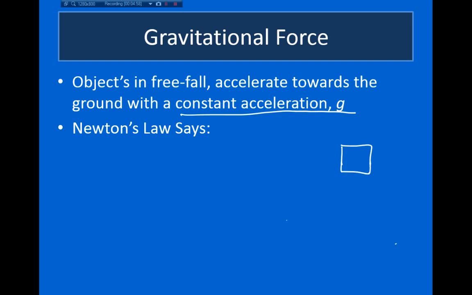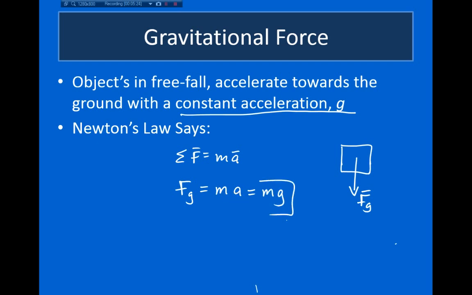So using this, we can already say what the force due to gravity is, right? If I have an object in free fall, then the only force that acts on the object is the force due to gravity. So according to Newton's law, the sum of my forces is equal to mass times acceleration. And if the only force acting on the object is gravity, then the force due to gravity is equal to mass times acceleration. But I know what my acceleration is if the object's in free fall. It's g. So looking at this equation, I can already see the force due to gravity is equal to mg, where g is the acceleration due to gravity near the surface of the Earth.